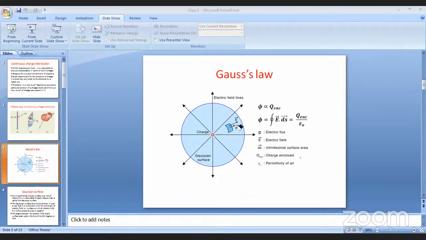So the Gauss law gives the relation between the electric flux and the total charge enclosed within the surface. So the form of this Gauss law is this.